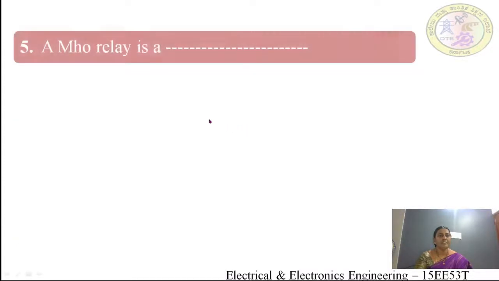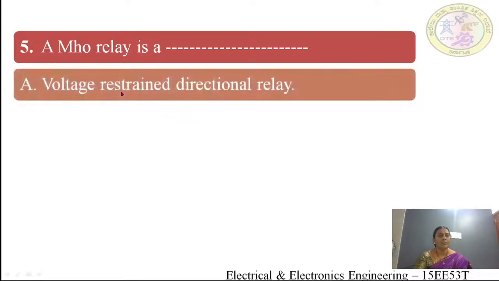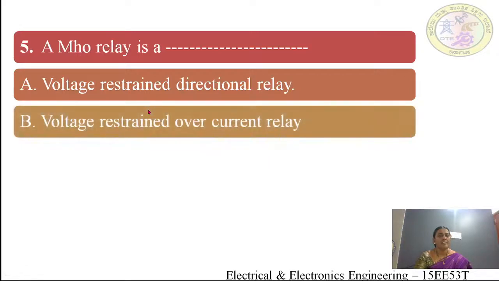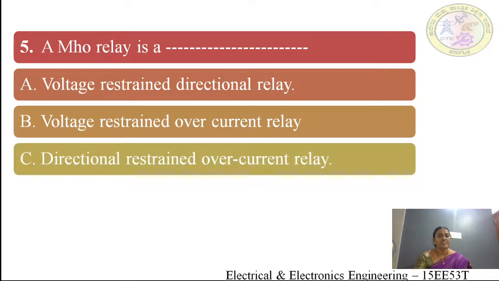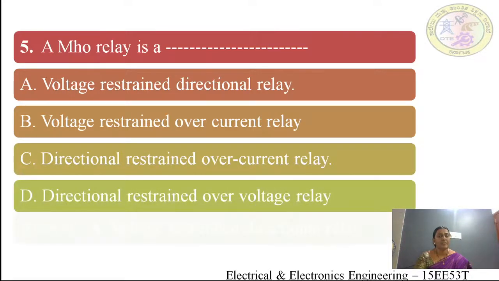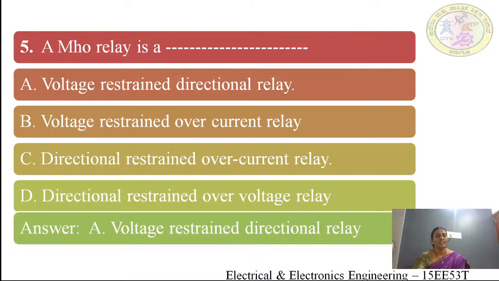Next, fifth question. A Mho relay is a voltage restrained directional relay, voltage restrained overcurrent relay, directional restrained overcurrent relay, or directional restrained overvoltage relay. The answer is voltage restrained directional relay. Option A is the correct answer.